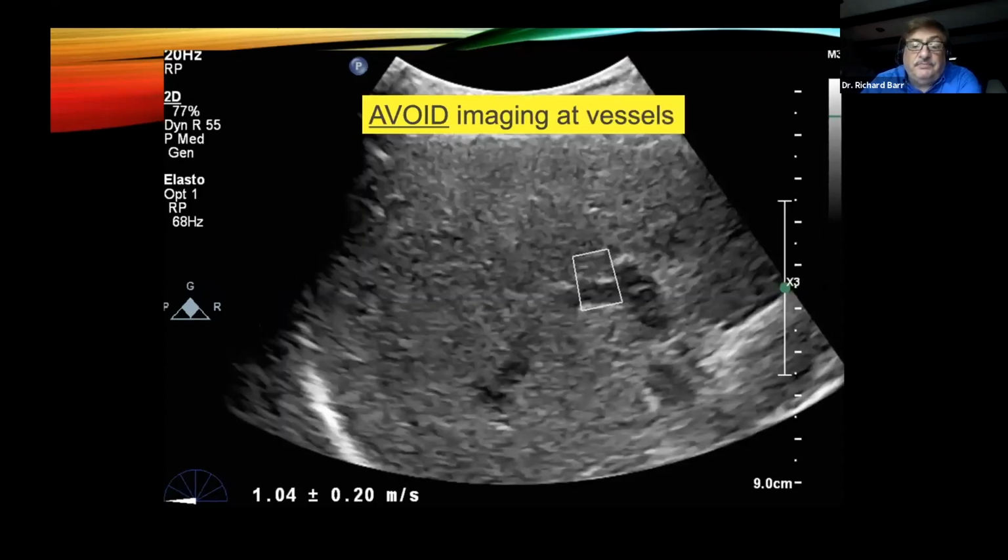We want to avoid imaging at vessels because they have a different stiffness value, and also the shear waves will bounce off of them and give a reverberation pattern and give you abnormal values around 5 millimeters from the vessels. This is a very important thing in point shear wave, because you can't see where the artifact is. In 2D shear wave now, we have the quality map, which will allow us to see where the artifacts are and avoid them when we place our ROI.